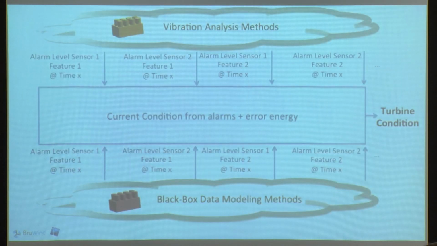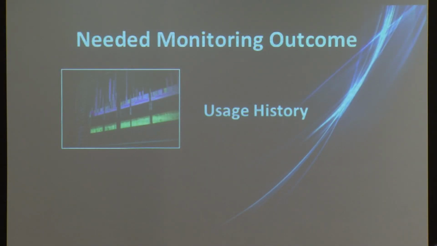Okay, so what we do is we bring those two together to get an idea about what is the current condition of our machine, how much alarm is there on the specific bearings, how much alarm is there in general, and this gives you a kind of indicator on how good your system is doing. Then the usage history.